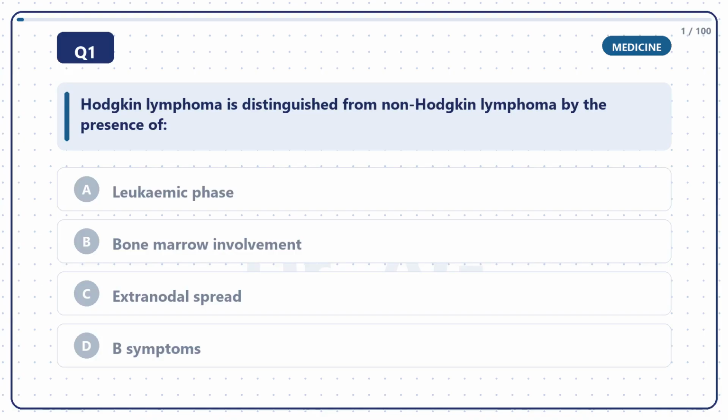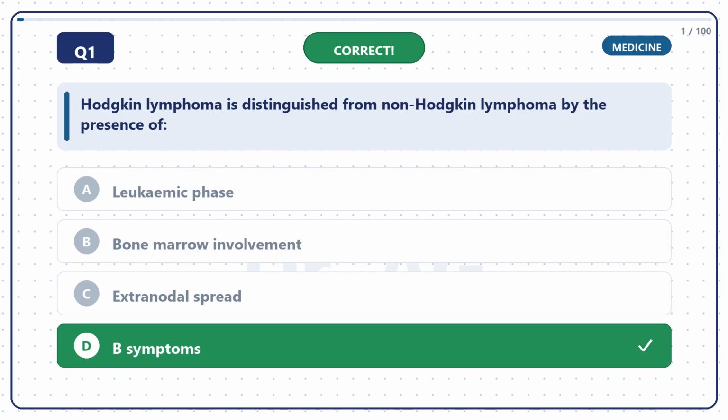Hodgkin lymphoma is distinguished from non-Hodgkin lymphoma by the presence of Option A. Leukemic phase. Option B. Bone marrow involvement. Option C. Extranodal spread. Option D. B symptoms. The correct answer is option D.